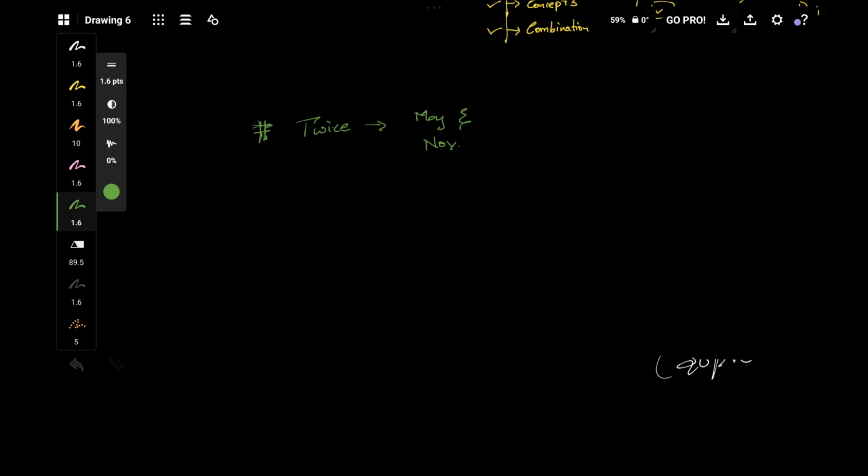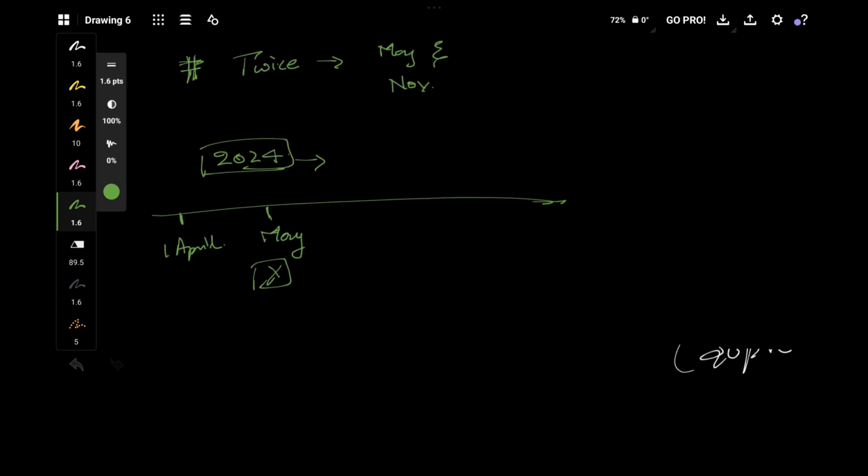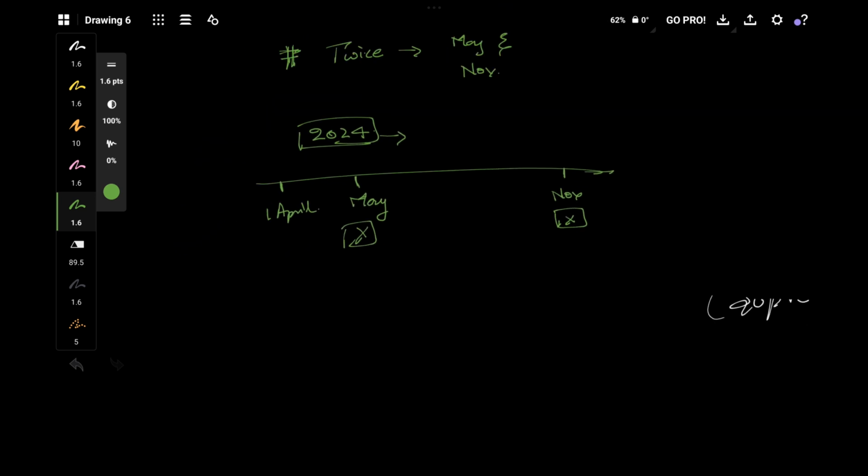Okay. So let's assume we are in 2024, and in the old scheme itself. May and November attempts are there till now. So this is 2024, 1st April. This is May, we have an exam here. This is November, we have an exam here. So this is 2024.